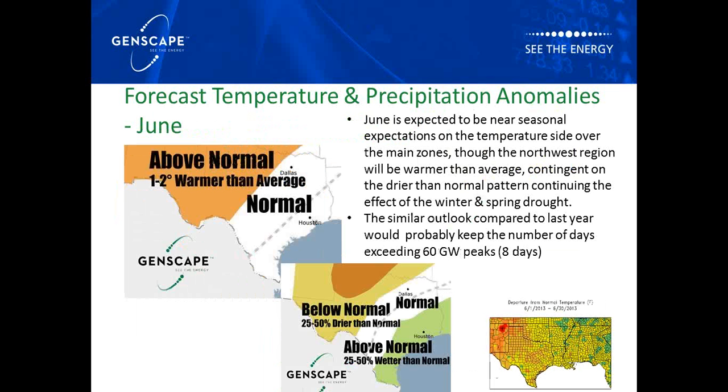So June will be more seasonal, with the developing El Nino not really taking shape until July and August. So we're expecting pretty much seasonal temperatures and precipitation. Historically speaking, I want to say we have an average of 8 days with load peaks over 60 gigs, which is pretty much what we're expecting this year.